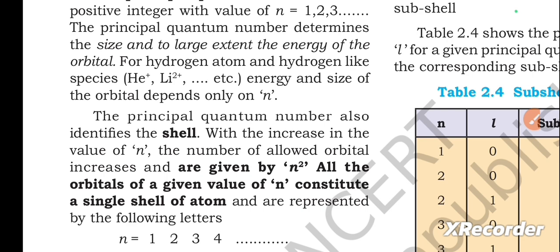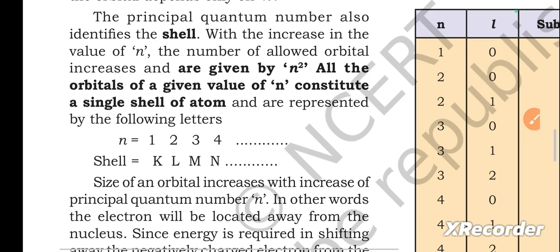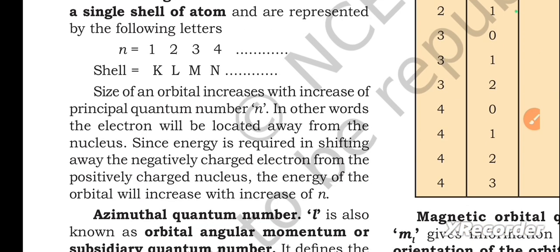The principal quantum number also identifies the shell. With the increase in the value of n, the number of allowed orbitals increases and is given by n square. All the orbitals of a given value of n constitute a single shell of the atom and are represented by the following letters. n equals 1, 2, 3, 4: the shells are K, L, M, N.